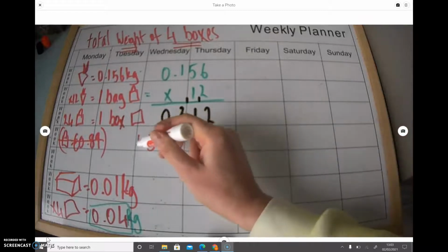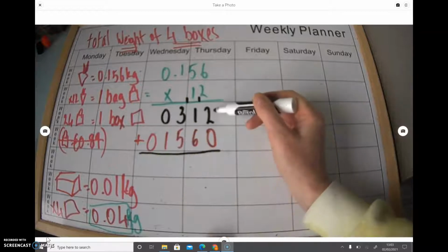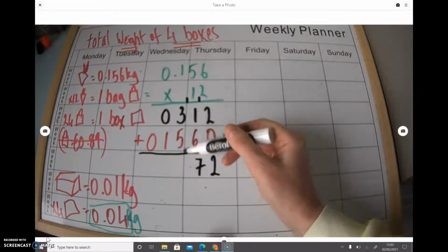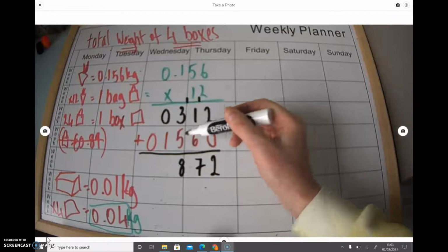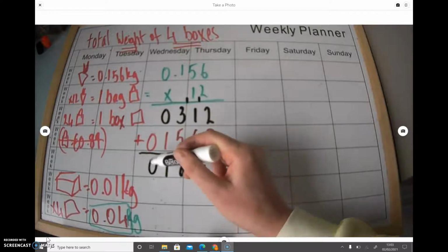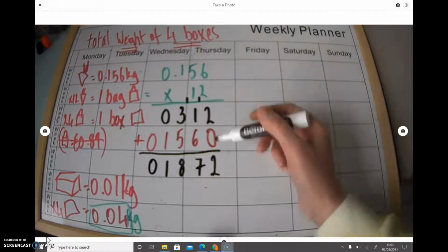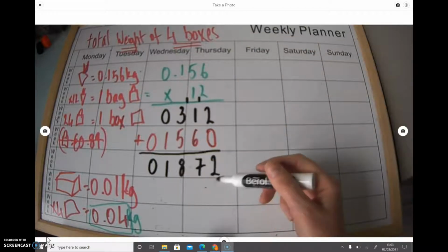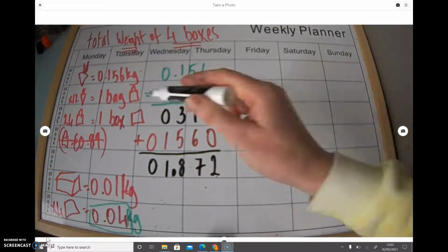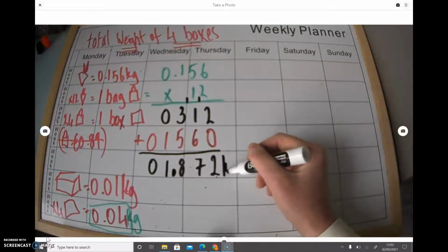And then I need to add these 2 together. 2 plus 0 is 2. 1 plus 6 is 7. 3 plus 5 is 8. And 0 plus 1 is 1. 0 plus 0 is 0. Now I go back up here. There's 3 decimal places in my question. Therefore, there'll be 3 decimal places in my answer. 1, 2, 3. So the weight of 1 bag is 1.872 kilograms.